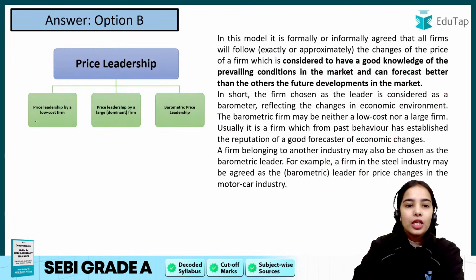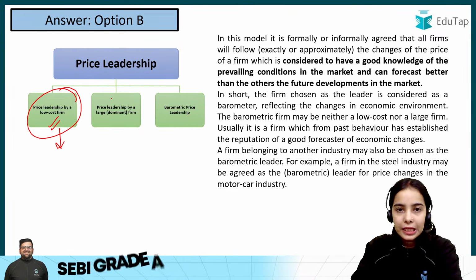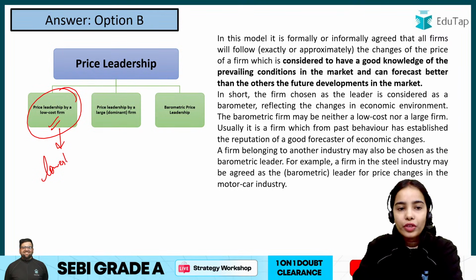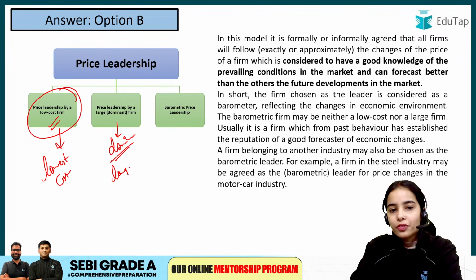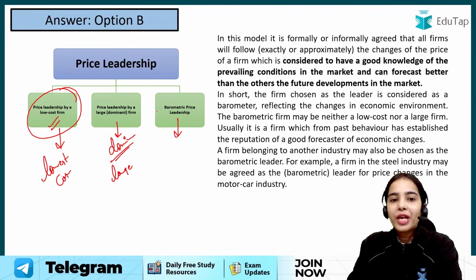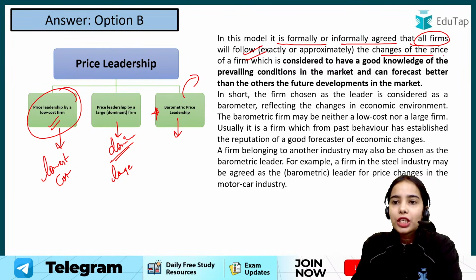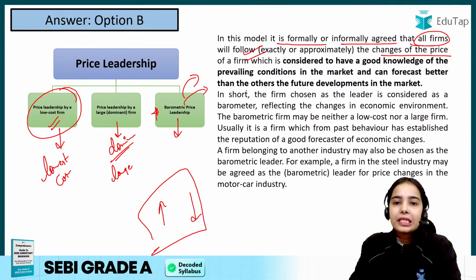Okay. So price leadership can be on the basis of the low cost firm. A low cost firm can be price leader because the firm has the lowest cost. A firm can be price leader on the basis of being dominant, the large firm. The large firm has the largest size, so it becomes the price leader. Or the price leadership can be barometric price leadership. In this model, it is formally or informally agreed that all firms will follow the changes of price, the increase in price or the decrease in price, as decided by the barometric price leader.